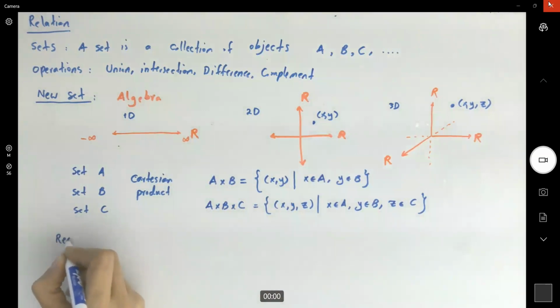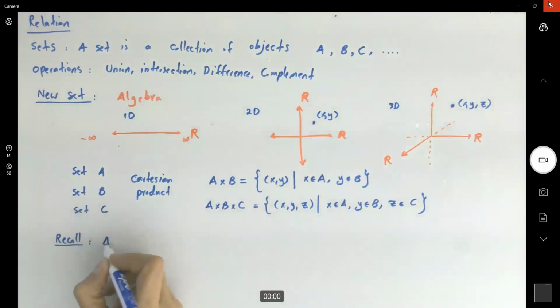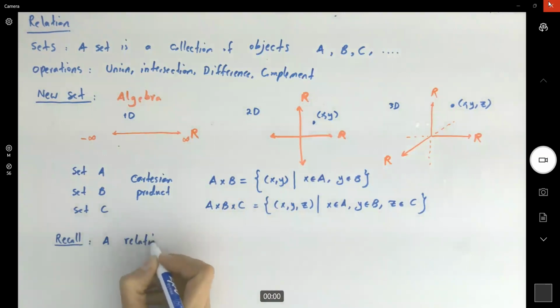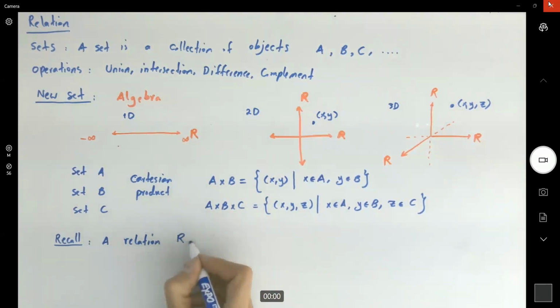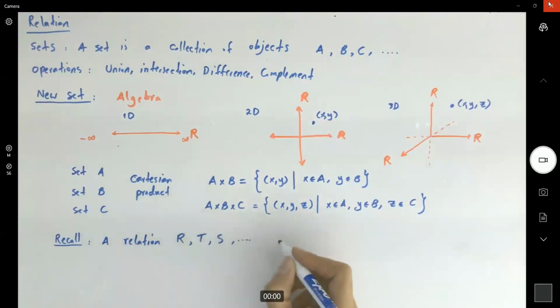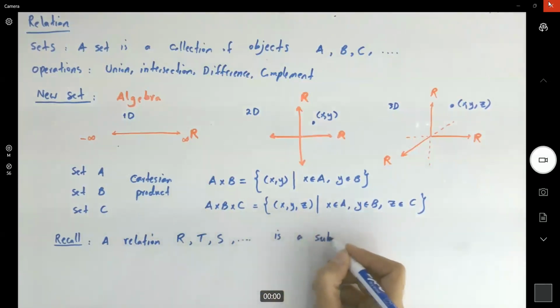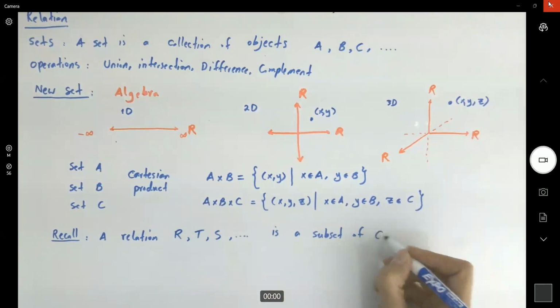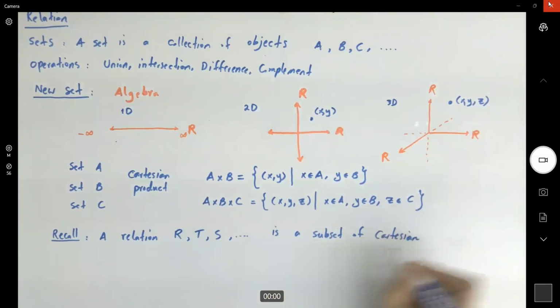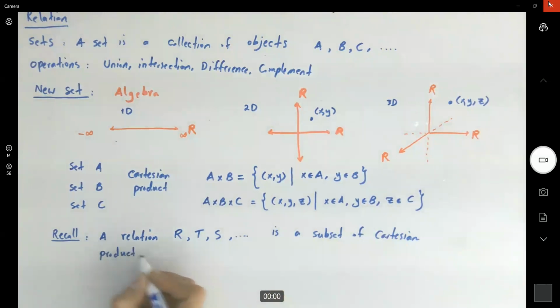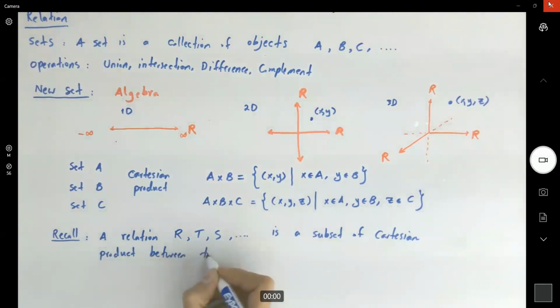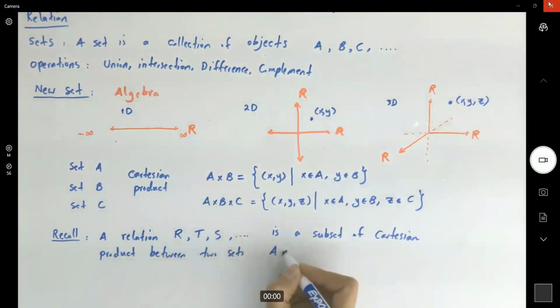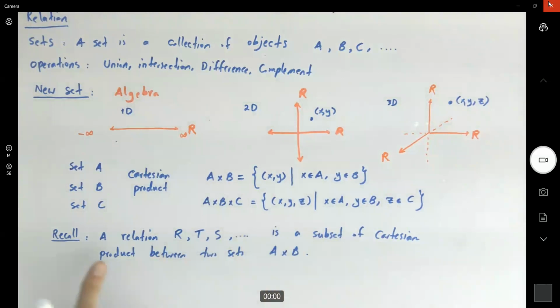So recall that at the beginning, we said that a relation, like R or T or S, is a subset of the Cartesian product between two sets, like A Cartesian product B. That's how we define a relation. That's the definition of a relation.